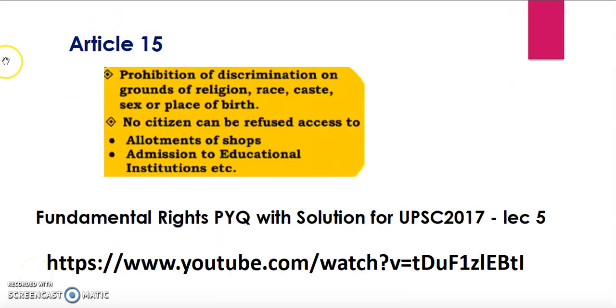Now let's discuss the next part. Before discussing the next question, we have to discuss something. What is Article 15 in Part 3 of the Indian Constitution? It prohibits discrimination on grounds of RRCSP, that is race, religion, caste, sex or place of birth. Except this, one can discriminate based on qualification, skills and other things, but not based on race, religion, caste, sex or place of birth. No citizen can be refused access to allotments of shops, admission to educational institutions and many other things. This is a brief about Article 15, which is important from a prelims point of view.